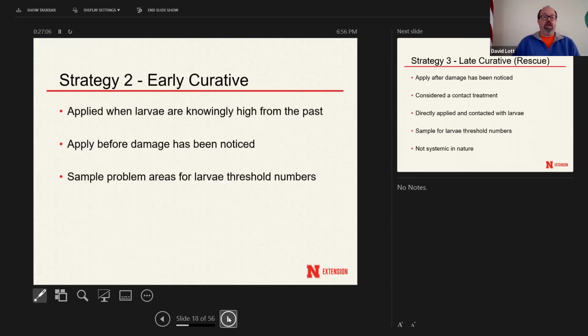So the next one is more towards the general homeowner, in late May, early June, where we know that we have had a high infestation in the past and we're going to treat it. We apply before we see any damage. So we're going to use this as a preventative. This is that systemic product. And we're going to sample areas for those threshold numbers before we apply it.